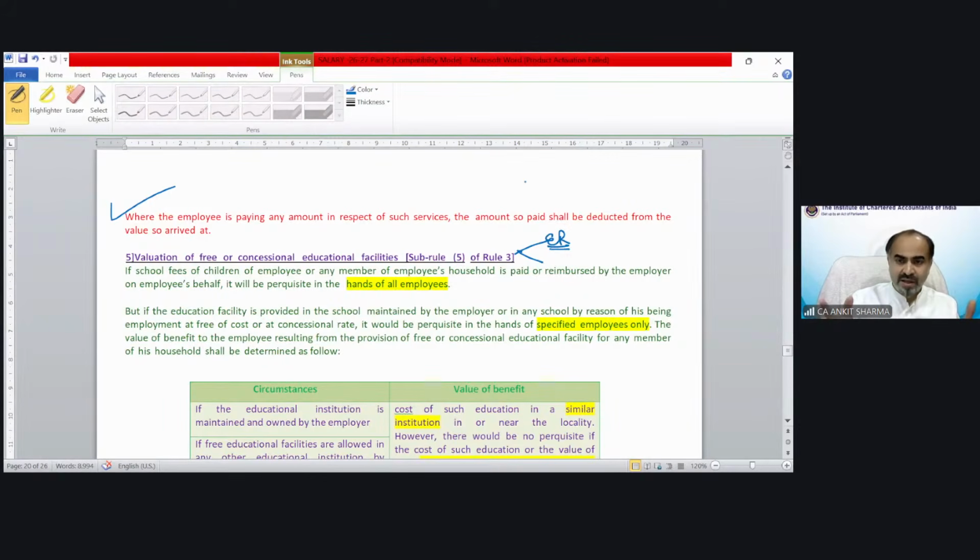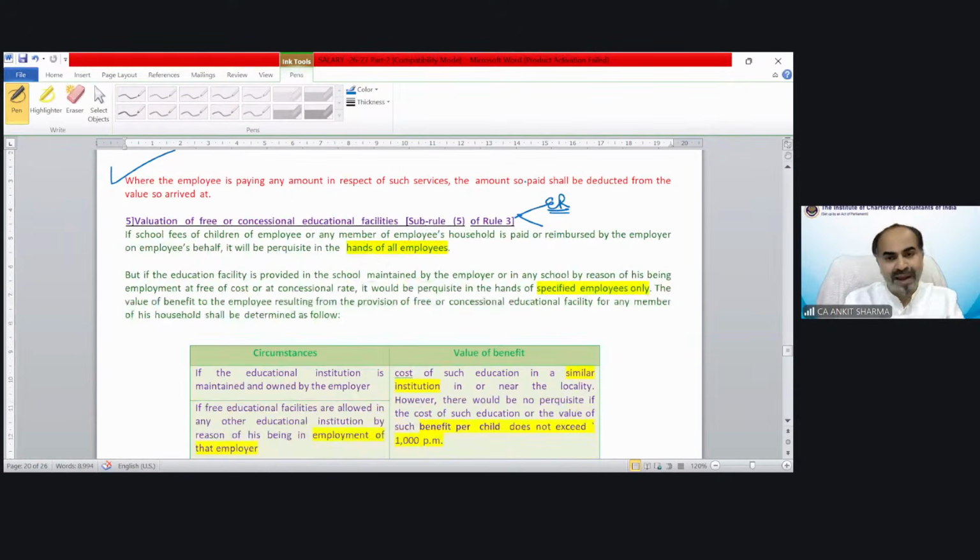So in this case, the employer maintains the school in which the employee's children study. That would be a case in which the employer also carries or maintains that organization, so the provision would be different. But suppose you are a bank employee and your bank says that whatever fees your children pay in any school, we are going to reimburse it. In that case, whatever fees the bank is reimbursing would be the taxable value. In the first case, the taxable value would be nil if the fees is 1000 rupees per month per child. If it exceeds 1000 rupees per month per child, then the amount is going to be taxed.